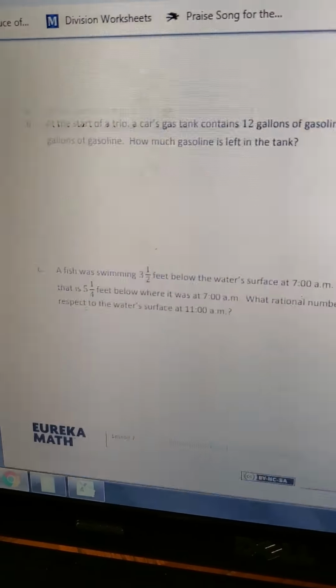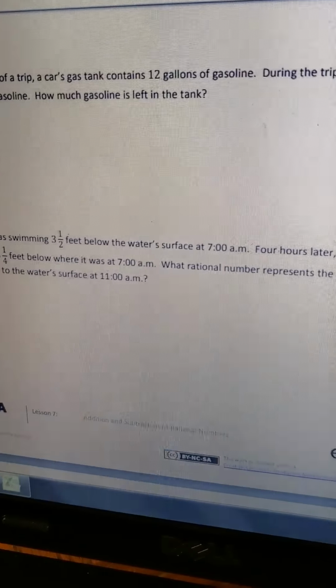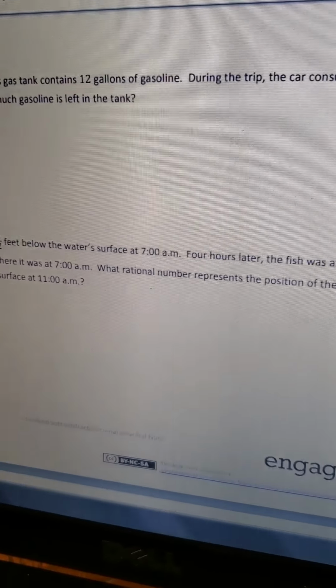Okay. All right, so it says, at the start of the trip, a car's gas tank contains 12 gallons of gasoline.